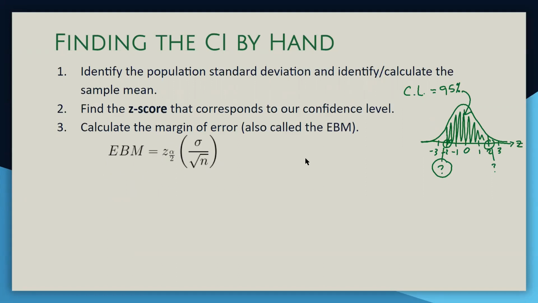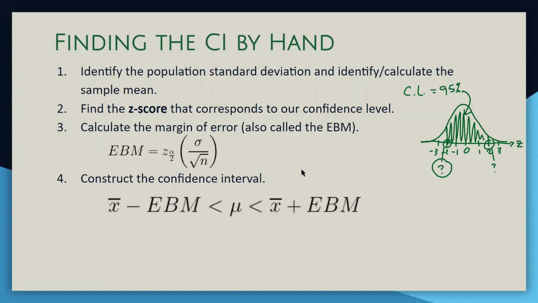Once you know what your margin of error is, you're going to use it to construct the interval by adding and subtracting it to the sample mean. So the sample mean minus that margin of error is the lower end of your confidence interval, and the sample mean plus that margin of error is the upper bound for your confidence interval. So we know if our confidence level is 95%, that we're 95% certain that the population mean is somewhere between this lower number and this upper number.